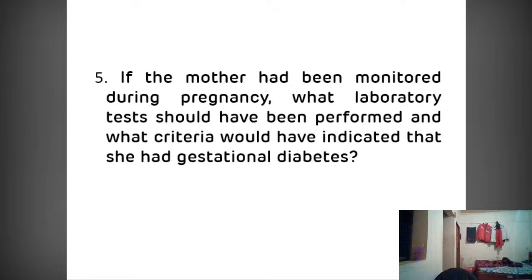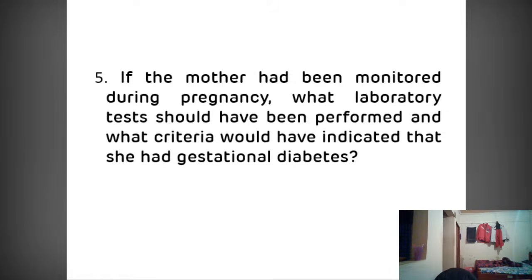So first, we should understand what gestational diabetes is. Gestational diabetes is basically a type of diabetes which develops during the gestational period. If the mother already has diabetes and then becomes pregnant, then it is not called gestational diabetes. So that is what gestational diabetes is.